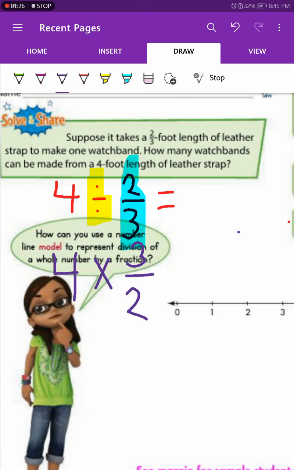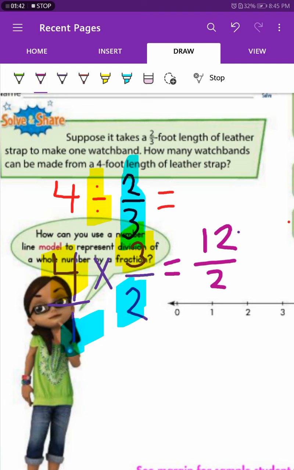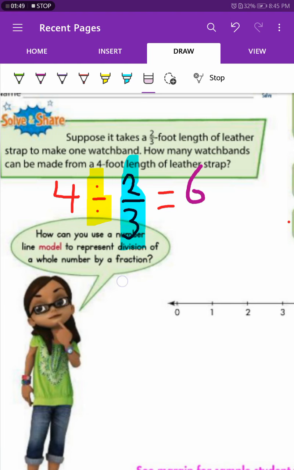Now we have 4, we keep it, and multiply by 3/2. The 4 is a whole, and any whole number is over 1, so we multiply up by up and down by down, which equals 12/2, which equals 6. So the answer will be 6. What does the 6 mean? The answer means there are 6 two-thirds in 4 wholes.